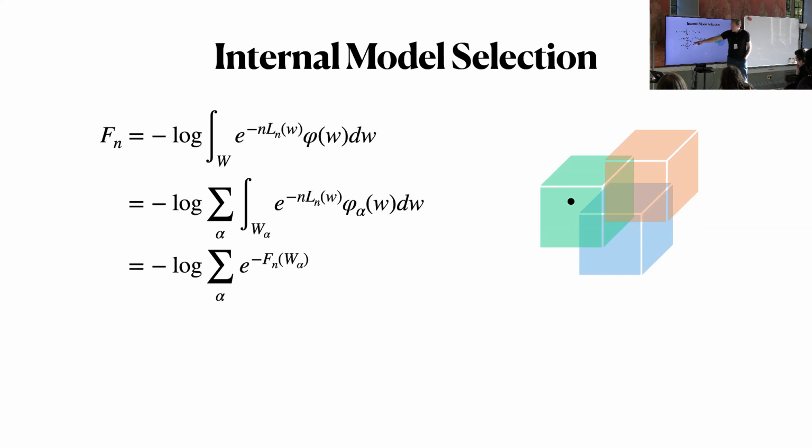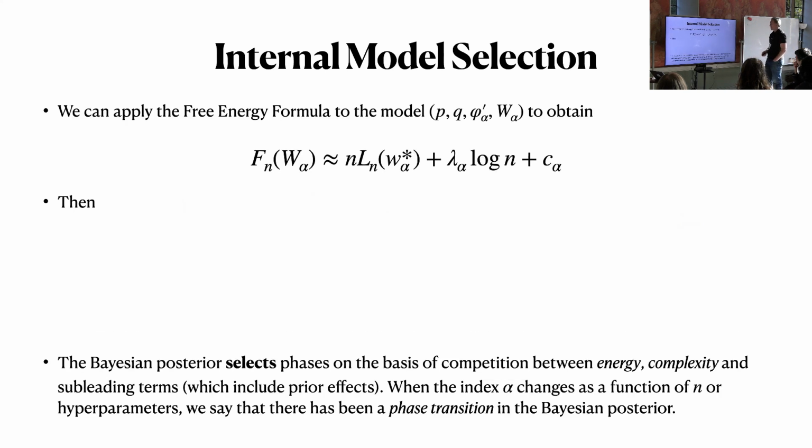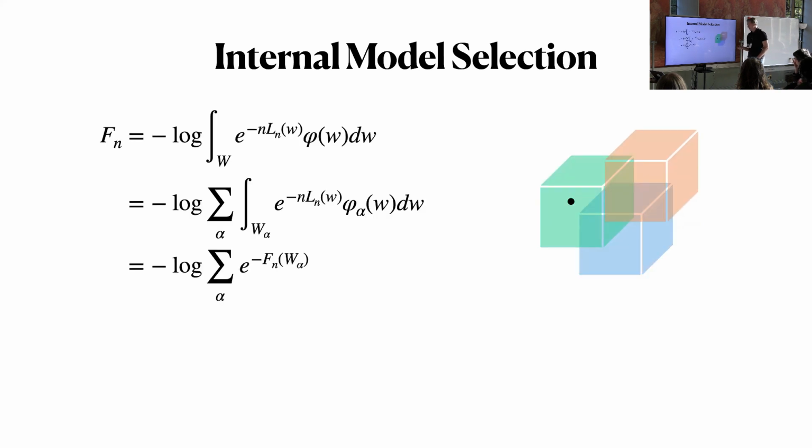Now, the point is to observe that this integral resembles the integral for the partition function of a model which has W alpha as its parameter space. The same true distribution and the same P, because it's the same Ln here, and a modified prior, phi alpha. So if you take that submodel and treat it as its own thing, it has its own free energy, which is by definition this integral. And so this is e to the minus the free energy for that submodel.